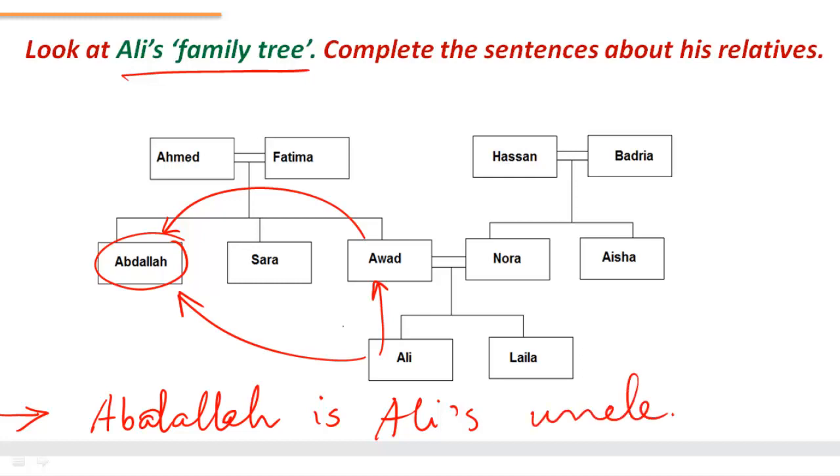If we go this side, Ali and Hassan. What is the relationship between Ali and Hassan? You can guess. If you want to find the relationship, then we can go to Noura. What is the relationship between Ali and Noura? Noura is Ali's mother. And from Noura, if we go upward, we can find Hassan. So, Hassan is Noura's father. Finally, the relationship between Ali and Hassan, we can say this way. Hassan is the grandfather of Ali.